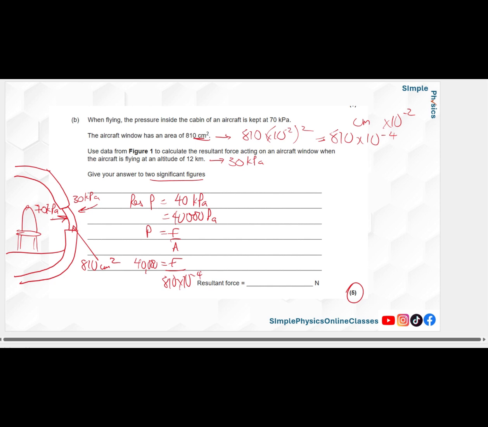Now, I know that's not the correct way of doing standard form, because you're supposed to have one number in front of the decimal place, but we can neaten that up later. So we've got to work out the force. That's 40,000 times 810 times 10 to the minus 4. If you put it all in, 40, 1, 2, 3, times 810 to the exp minus 4, that gives you a force of 3,240 newtons, which is a lot.